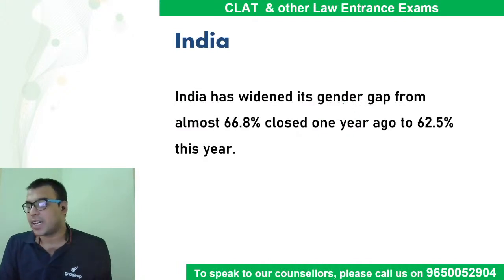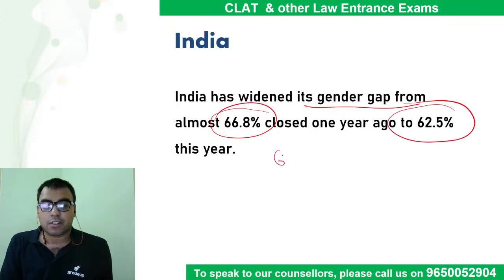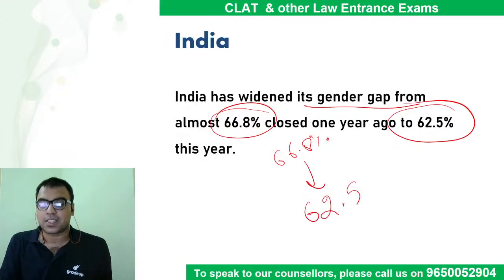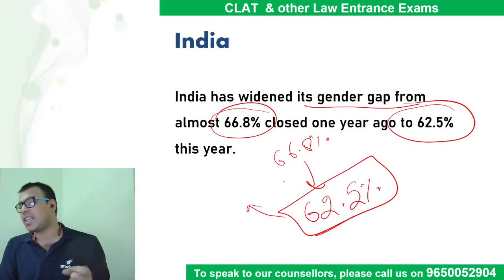Now let's talk about India a little bit. India has widened its gender gap from 66.8% to 62.5%. It means India's performance has reduced. It was earlier 66.8%, and it has reduced to 62.5% this year. Okay, there are various reasons, for example, COVID-19 and all that.